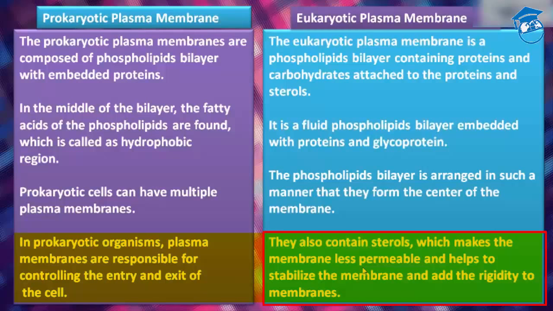As I told you, cholesterol is a unique characteristic which is present in eukaryotes and not in prokaryotes. I'm talking about the sterol. It makes the membrane less permeable. That means it makes the membrane selectively permeable or semi-permeable. That helps to stabilize the membrane and it adds rigidity to the membrane. So these were the distinctions between prokaryotic and eukaryotic plasma membrane.